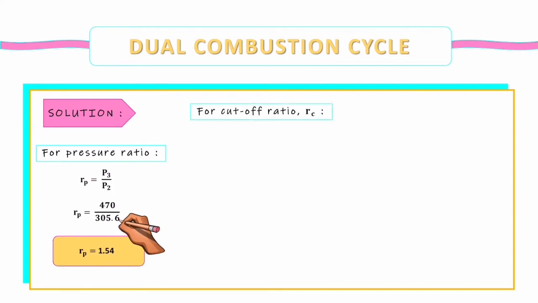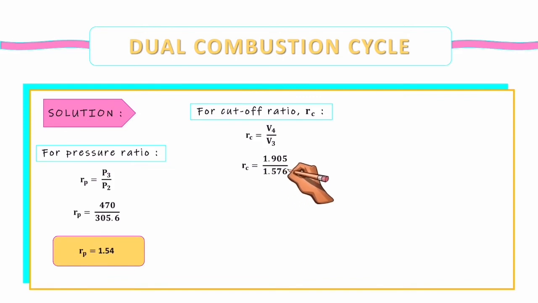For cutoff ratio, again, there are also different formulas that we can use. But if you already have all the values of PVT at each point, you can now solve it using any of these, which is Rc is equals to V4 over V3 or Rc is equals to T4 over T3. So now let's try to use Rc is equals to V4 over V3. Substituting the values, Rc is equals to 1.905 over 1.576. So, the cutoff ratio is equals to 1.21.